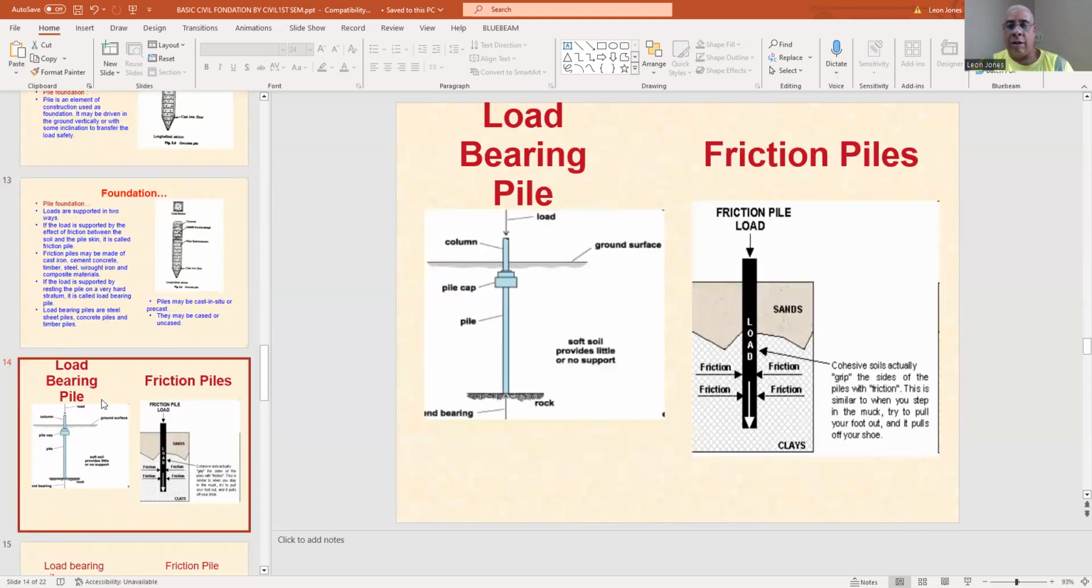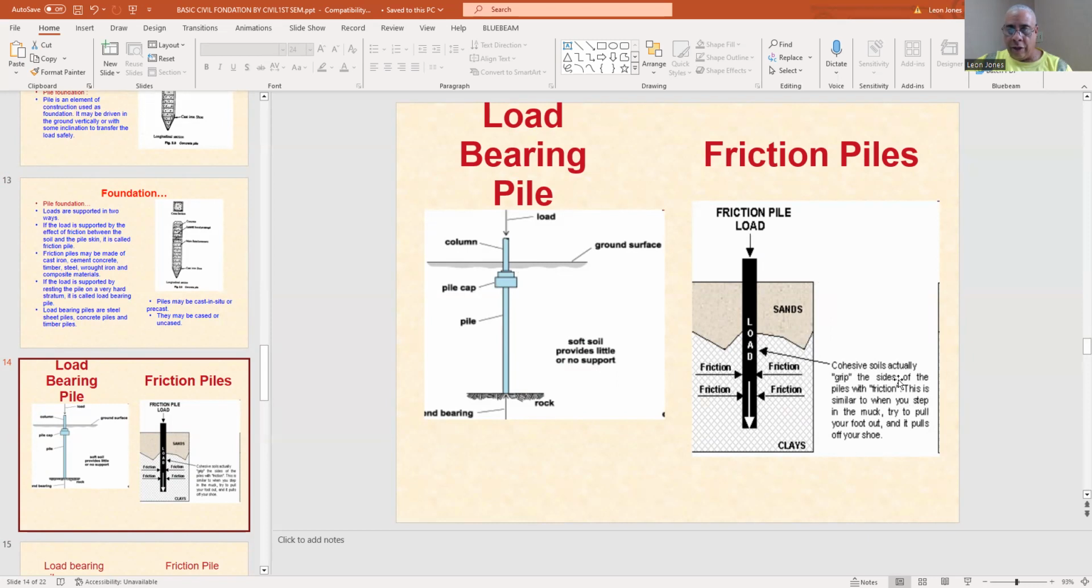And here's what the load-bearing pile looks like. You have your rock, you have your bearing, here's your pile, your cap, your load. Your load is coming down. If you were doing a diagram in statics, you're going to see that your force is always going down. You have your ground surface and you have a column. Now here's your friction pile.